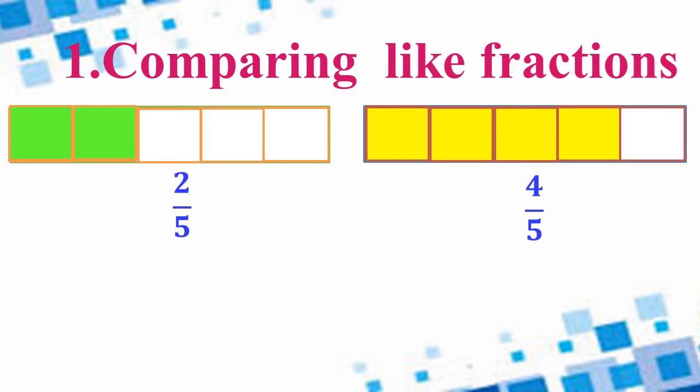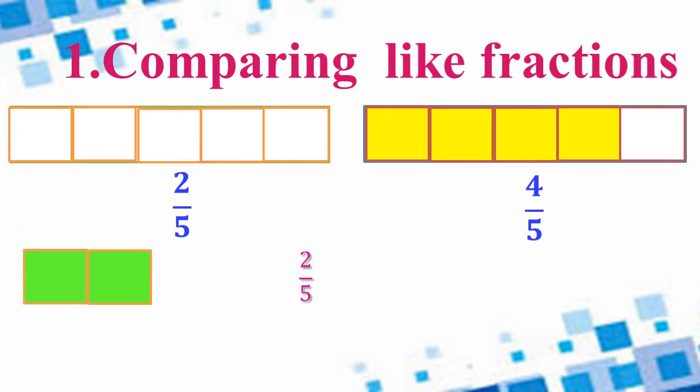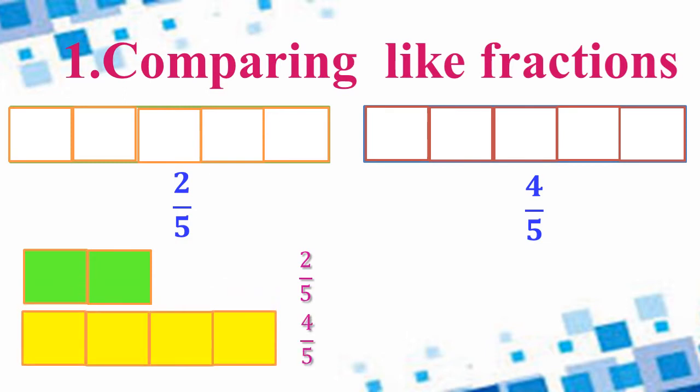For 2 by 5, we will shade 2 parts out of 5 equal parts, and for 4 by 5 we will shade 4 parts out of 5 equal parts. So for 2 by 5, 2 is the number of parts taken out of the whole. For 4 by 5, 4 is the number of parts taken out of the whole.